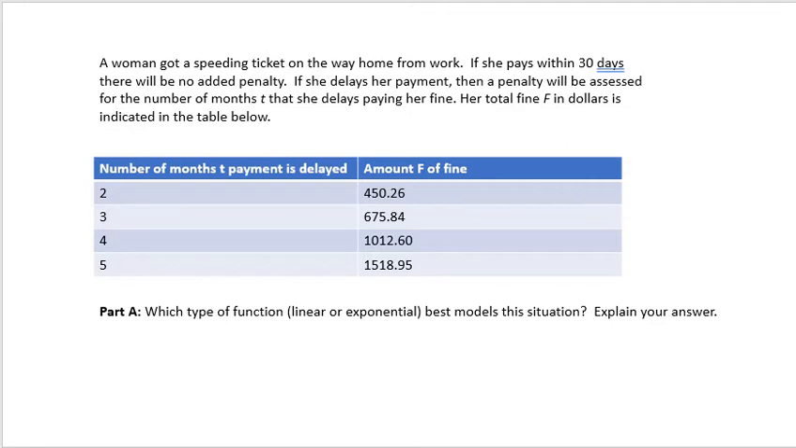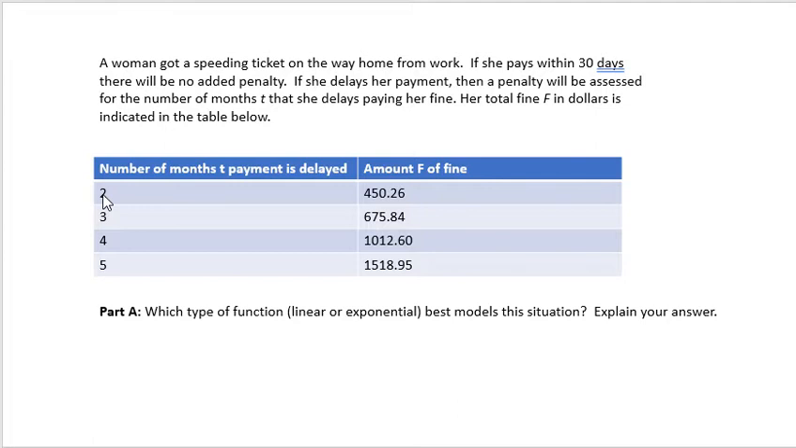All right, so here we are taking a look at number 2 from the constructed response for the Unit 6 test. The context here says that a woman got a speeding ticket on the way home from work. If she pays within 30 days, there will be no added penalty. If she delays her payment, then a penalty will be assessed for the number of months T that she delays paying her fine. Her total fine, F, in dollars, is indicated in the table below.